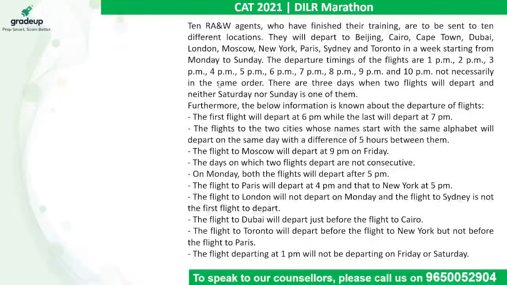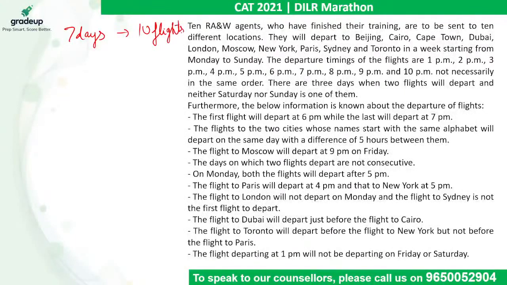3 days between two flights. Which statement says that there are 3 days? There are 3 days between two flights. No, the flights are from Monday to Sunday. It says that there are 3 days when two flights will depart, and neither Saturday nor Sunday is one of them. See, there are 7 days, and there are 10 flights.